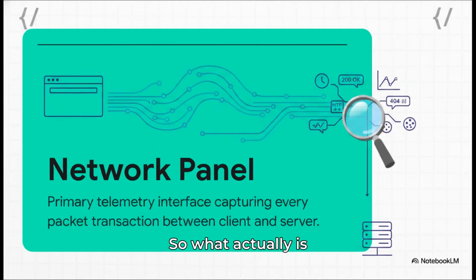So, what actually is the network panel? Officially, it's defined as the primary telemetry interface in Chrome DevTools. Its sole job is to capture an exhaustive, play-by-play record of every single packet transaction between the user's browser and the server. Think of it as a completely transparent window into the browser's communication layer.